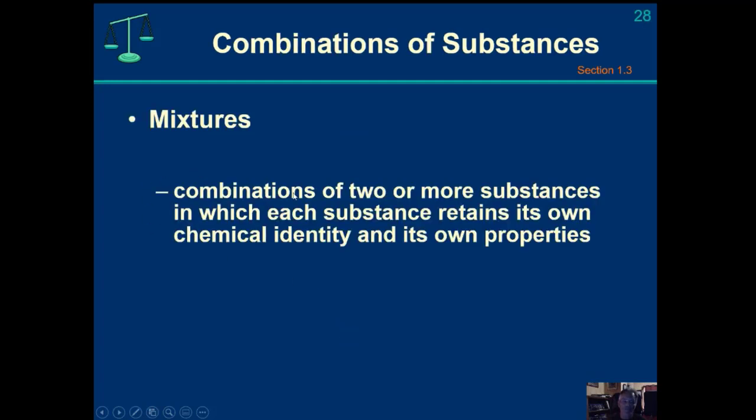Combinations of substances. We have mixtures of 2 or more substances in which each substance retains its own chemical identity. If I dissolve sugar in water, there are dissolved sugar molecules in the water. It's still sugar. It's still water. If I remove the water, you will have sugar in the bottom of your container.